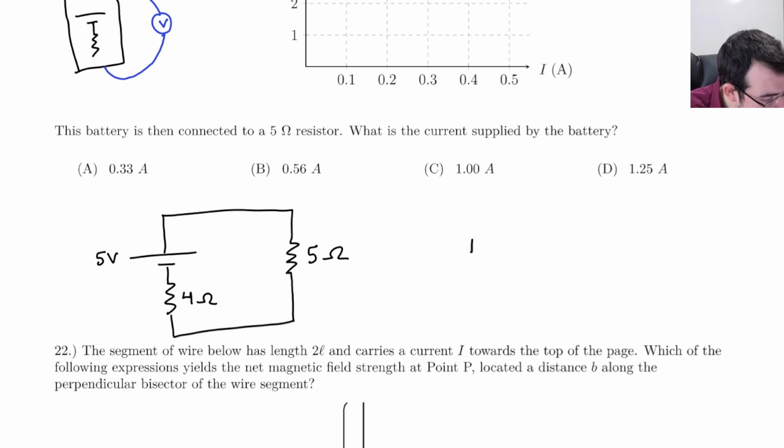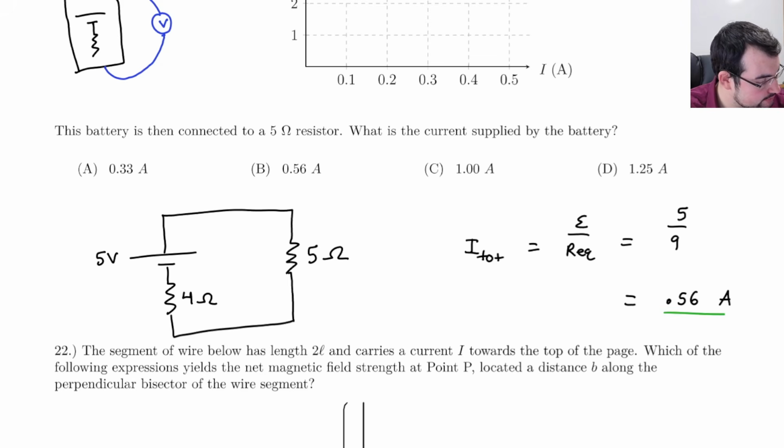So our current, I, would be the EMF divided by Req. And this is just a series of 5 and 4 ohms. So we get 5 divided by 9, which is 0.55555, whatever. So 0.56 amps.